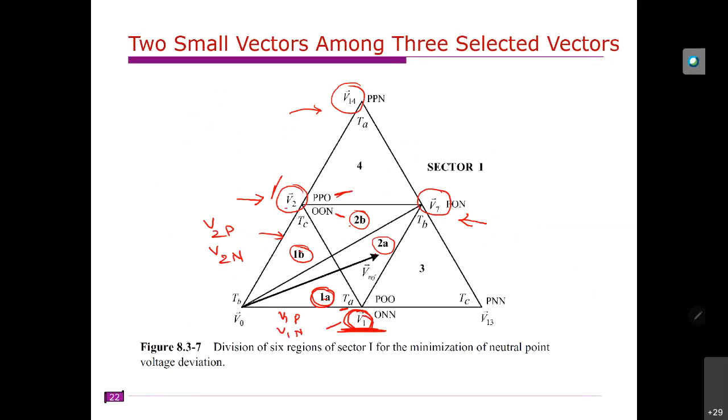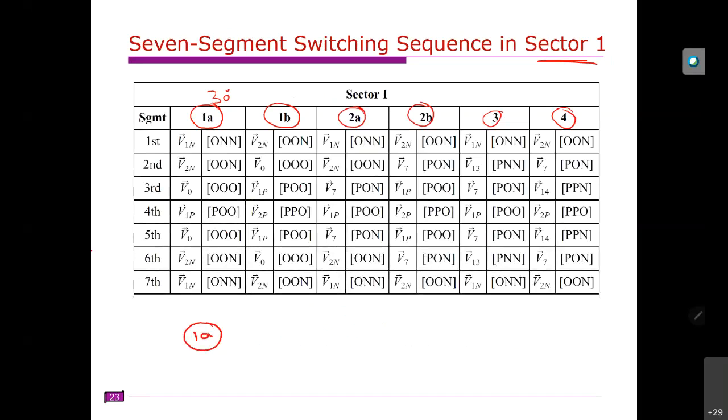So in 1A, we need to implement V1P and V1N. In region 2, we need to implement V2P and V2N. The same thing describes the 7 segments, right? This is the first, 2, 3, 4, 5 up to 7. So this is V1, this is V1, and this is another V1. In between this is V1P here. Clear?